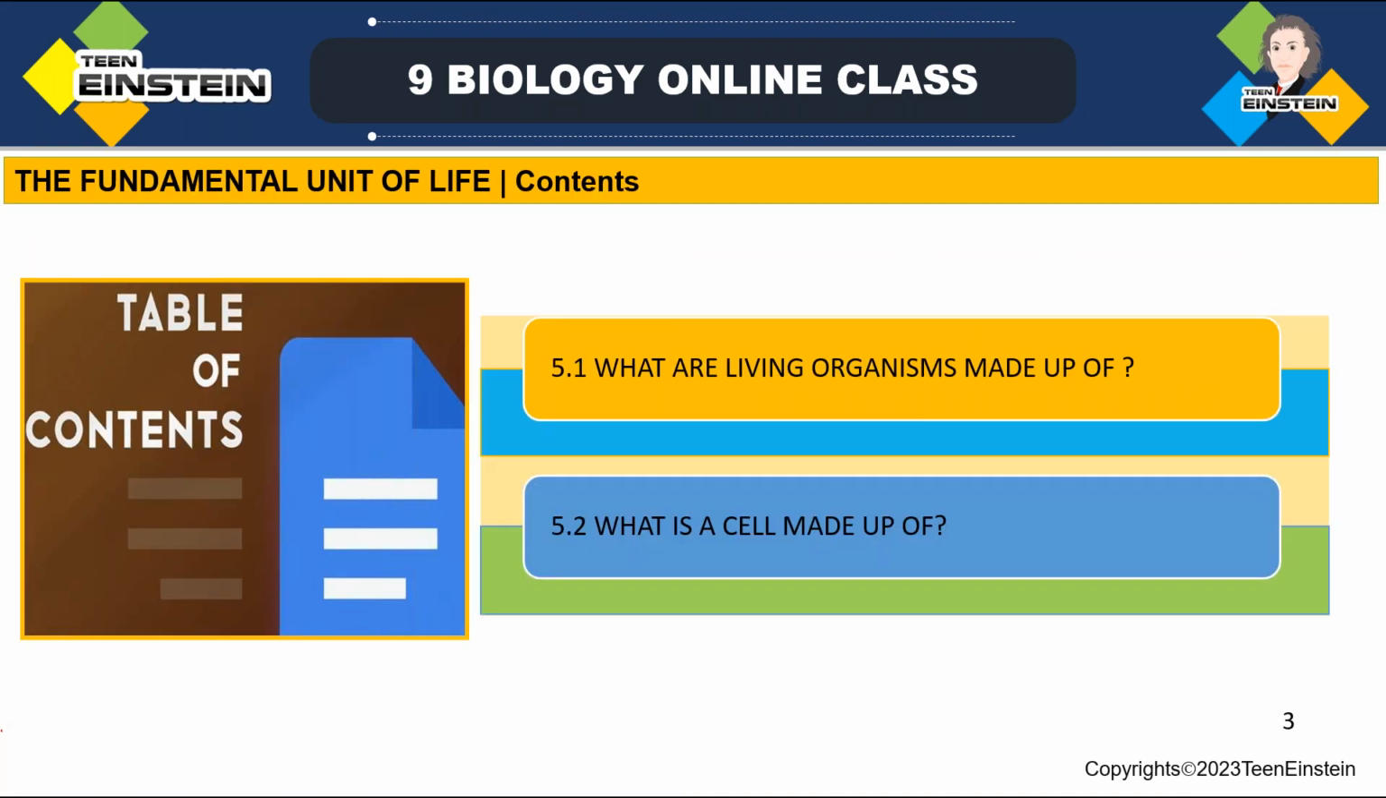So in this chapter we are discussing what a living organism is made up of. We know that living organisms are made up of cells, so that's what we are discussing first. Then, what is the cell made up of? About the cell components we are going to learn. So everything about the cell we are going to learn in this chapter.